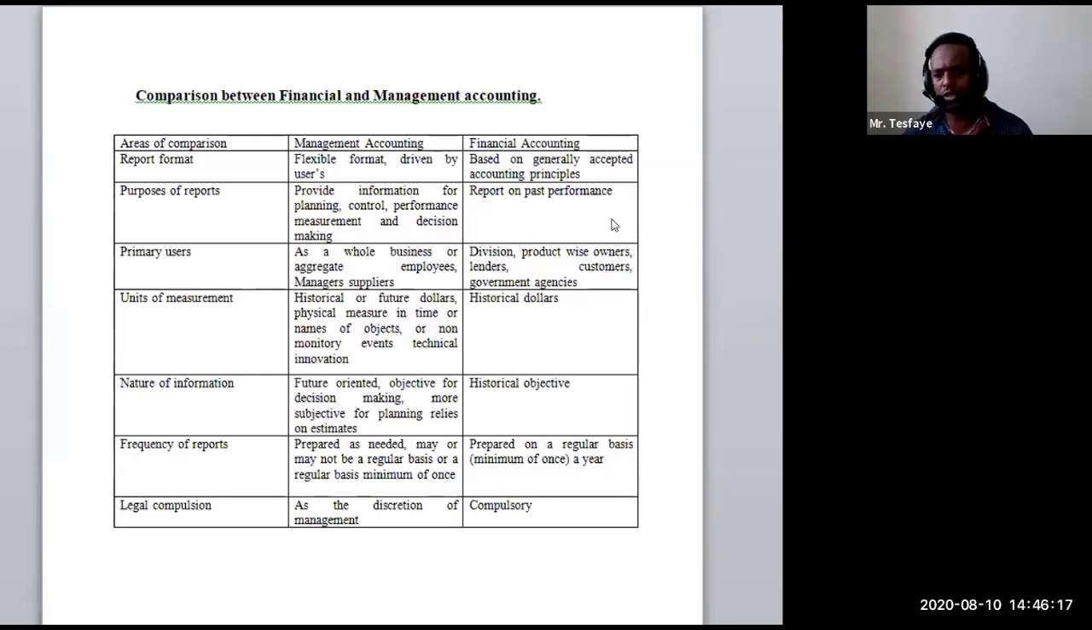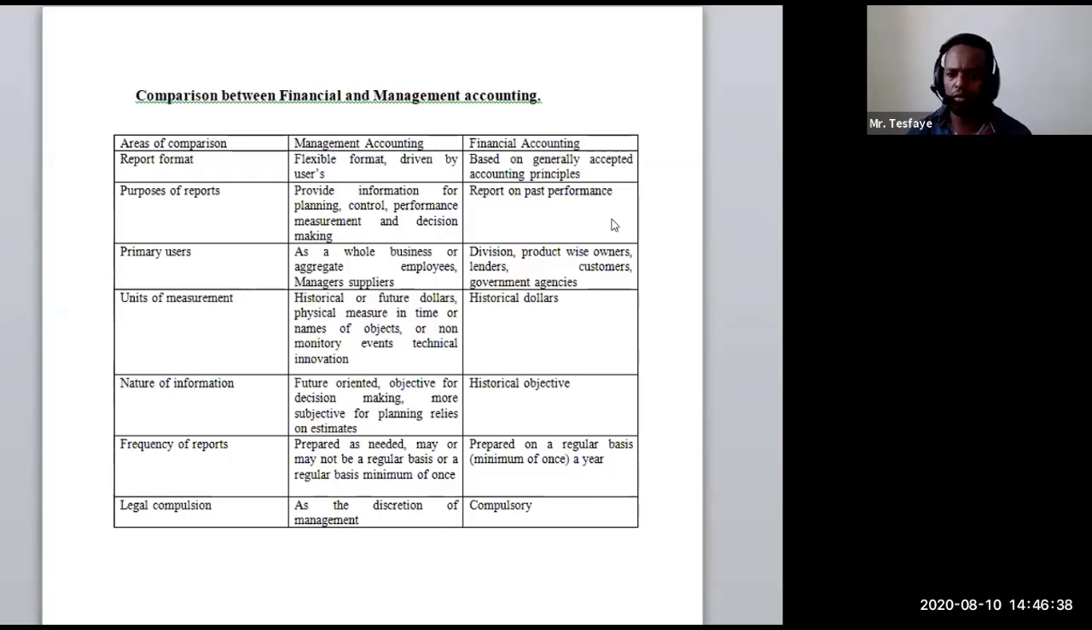The other one is nature of information. The nature of information in management accounting is basically future oriented, for decision-making purpose. On financial accounting, it's historical and objective. What we have done will be seen at the end.